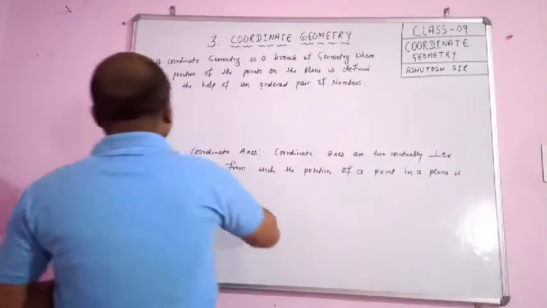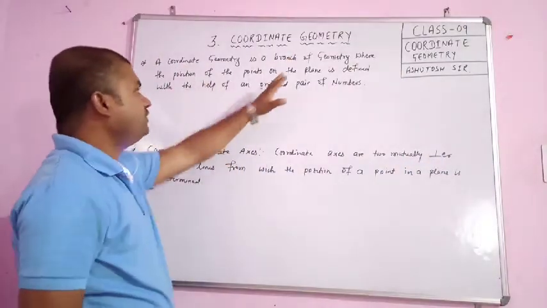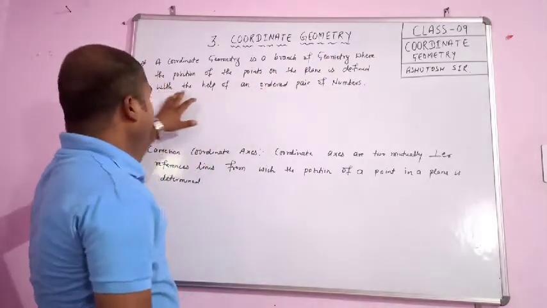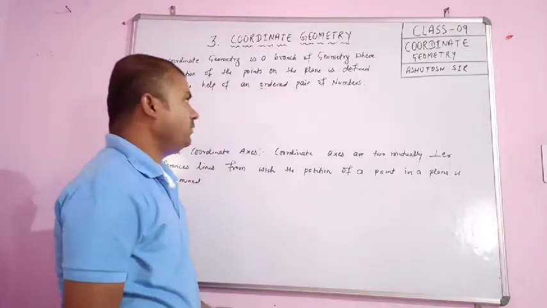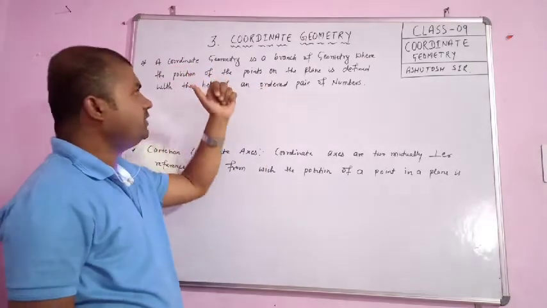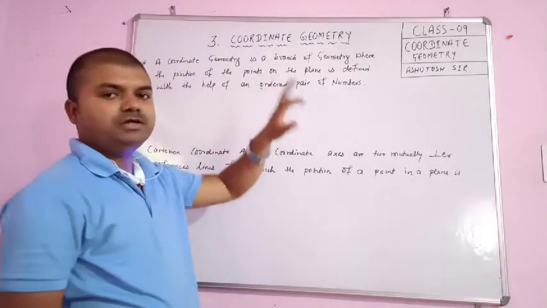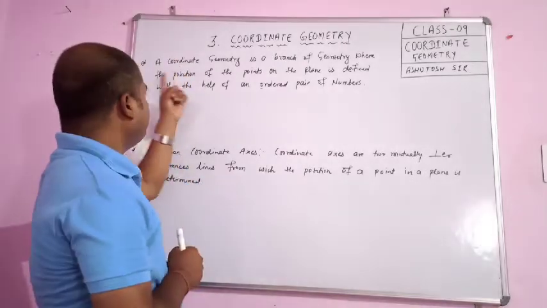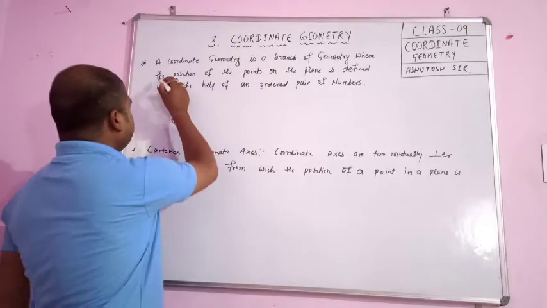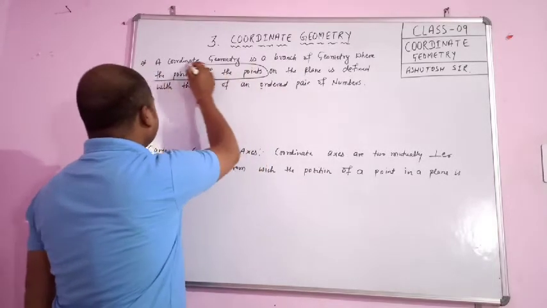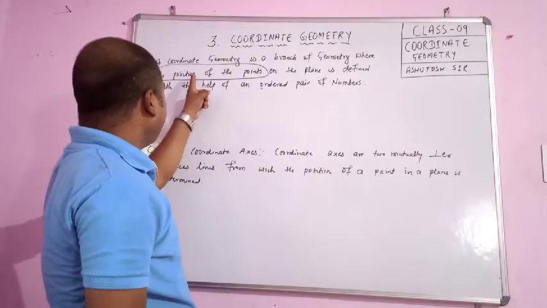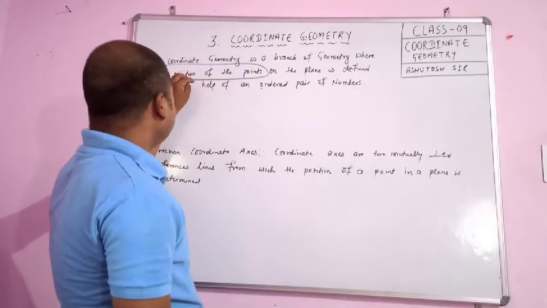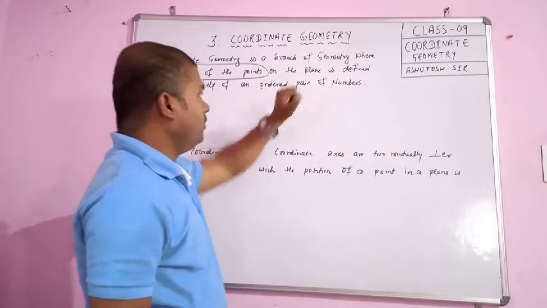Coordinate geometry is a branch of geometry where the position of points on the plane is defined with the help of an ordered pair of numbers. From the definition, it is very clear that it is a branch of geometry, where we will discuss the position of points. The most important keywords are: the position of the points on the plane.